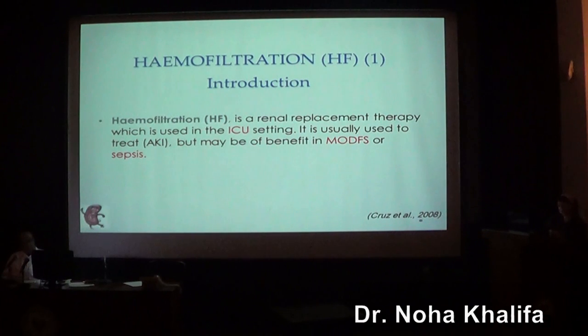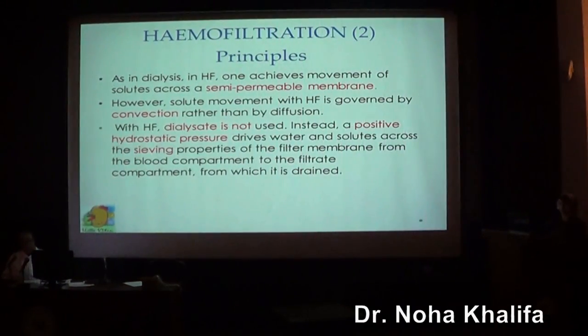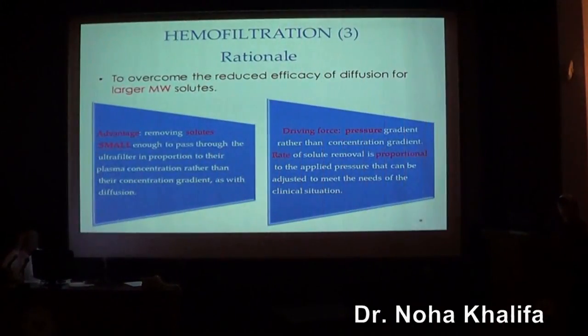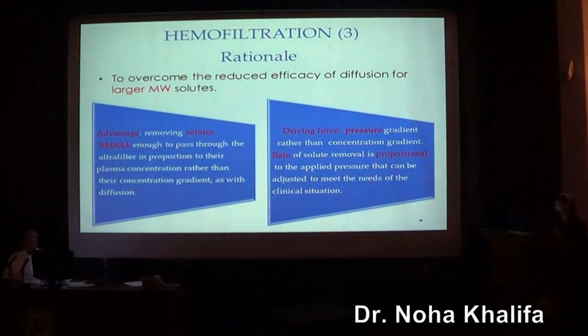So we can now suspect that hemofiltration is used in ICUs basically for multiple organ dysfunction patients or septic patients. You use a semi-permeable membrane, and of course we said that you use a convection mechanism. You do not use dialysate for hemofiltration, so that's why it's used for hemodynamically unstable patients, because we know that dialysate sometimes lowers the blood pressure in patients, and we depend on sieving properties of the filter.